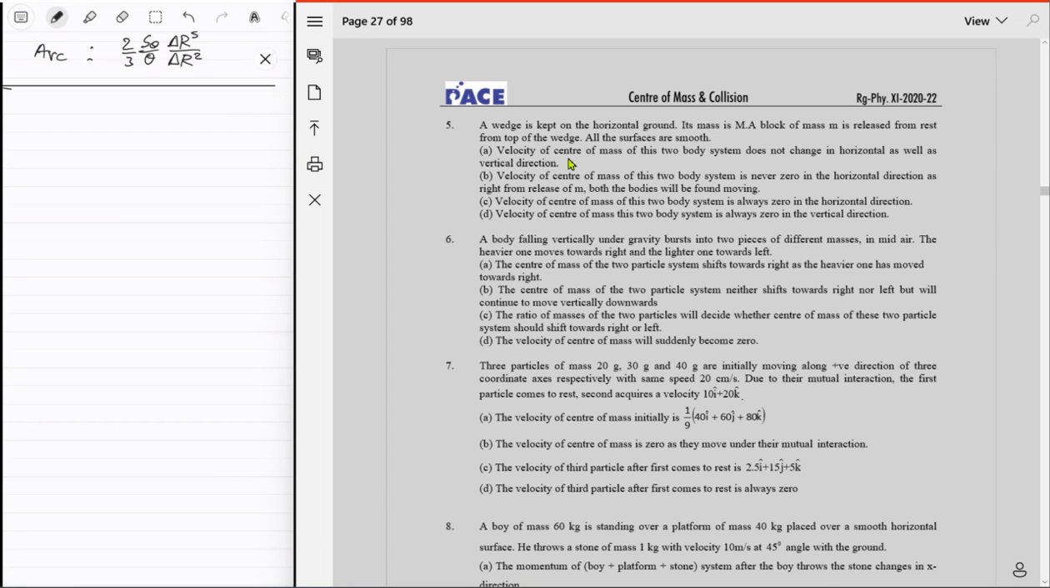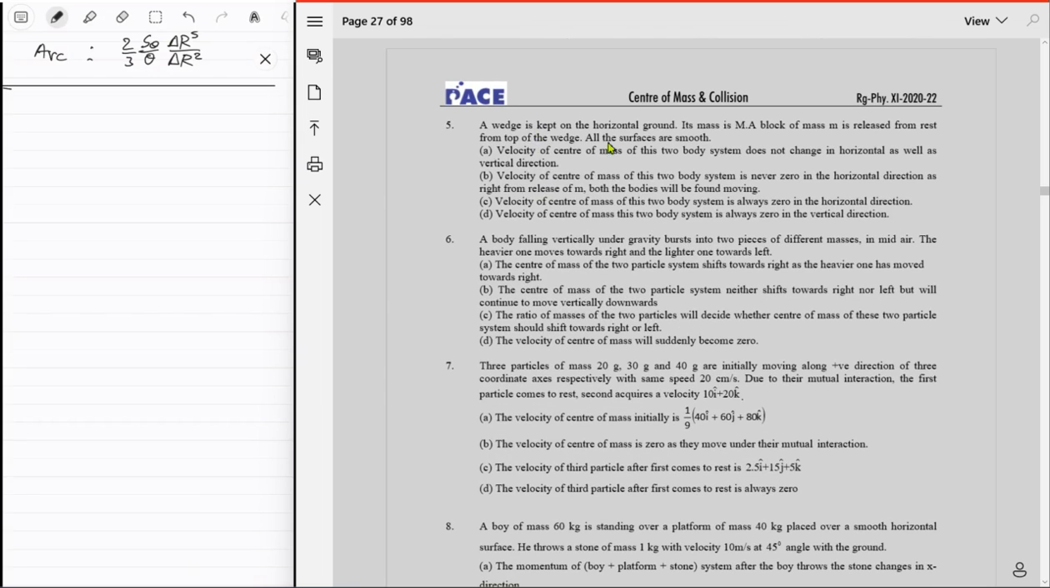It does change in the vertical direction because the small m can move in the vertical direction, although the capital M cannot. So capital M has zero velocity in the vertical direction, but small m has some velocity, so it does change from 0 to something. Velocity of center of mass of this two body system is never 0 in the horizontal direction. Um, it is 0 actually throughout, isn't it? Yeah, it's 0 throughout because initially they were at rest, so the horizontal velocity was 0 anyway, and then there's no force in the horizontal direction, so it doesn't change. Velocity of center of mass of this two body system is always zero in the horizontal direction. So C looks correct. Okay, so C is the only correct one.